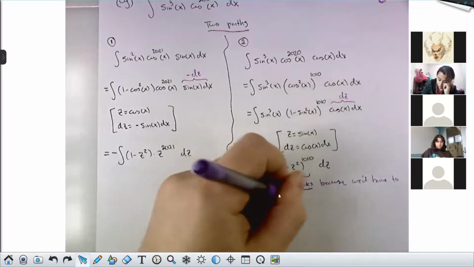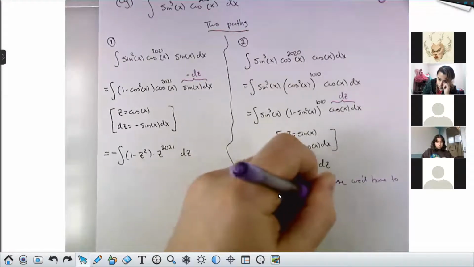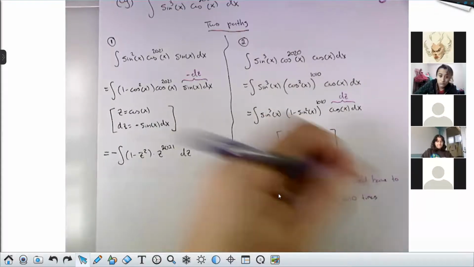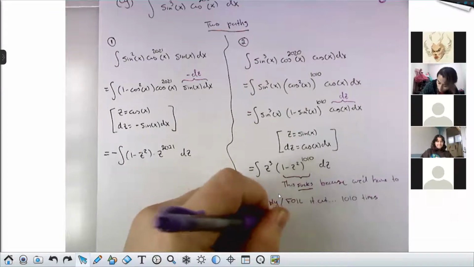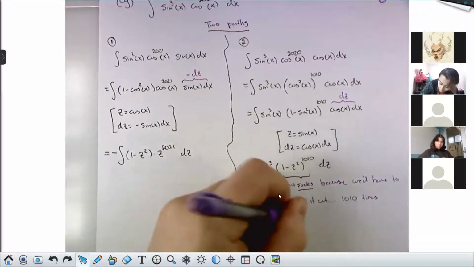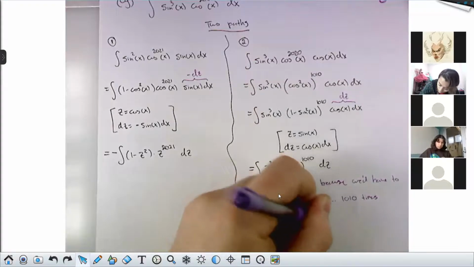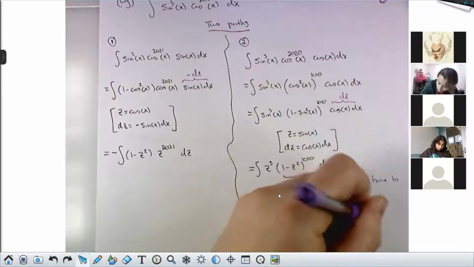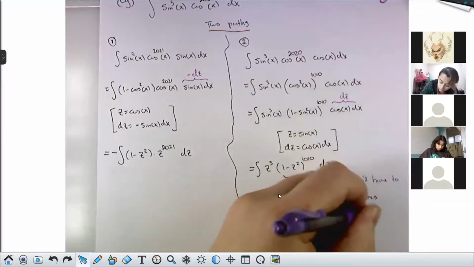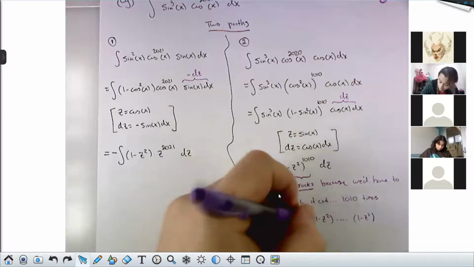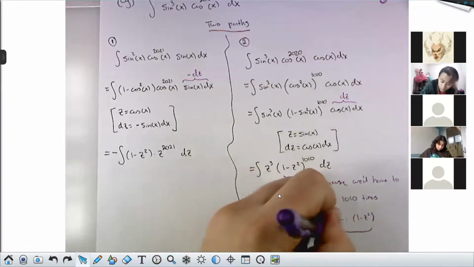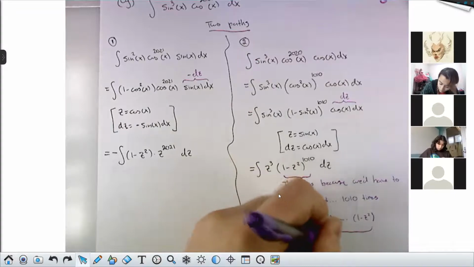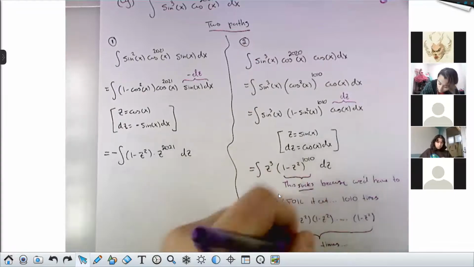Or FOIL 1010 times, right? That's 1 minus z squared times 1 minus z squared times 1 minus z squared, so on, so on, so on, times 1 minus z squared, 1010 times. No thanks.